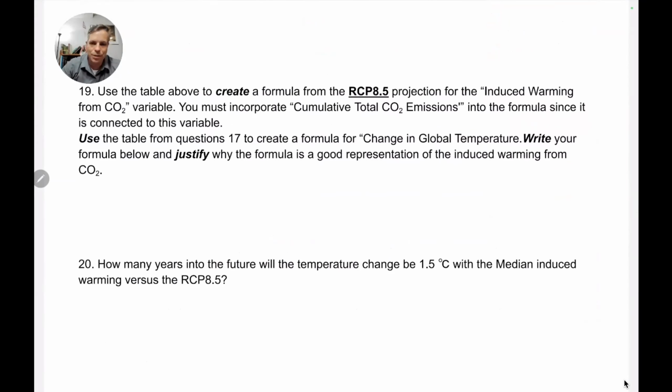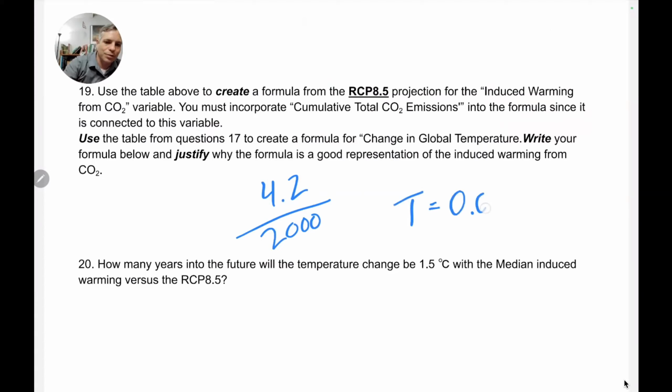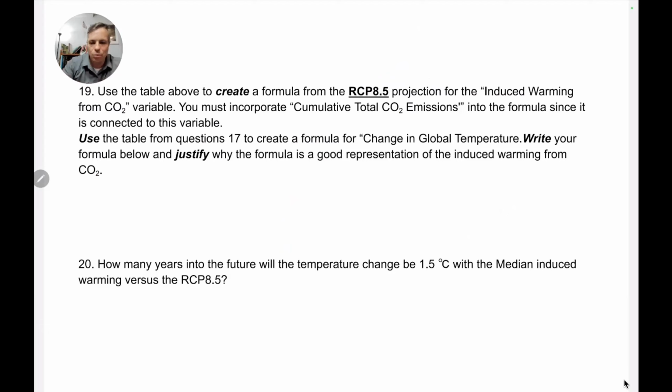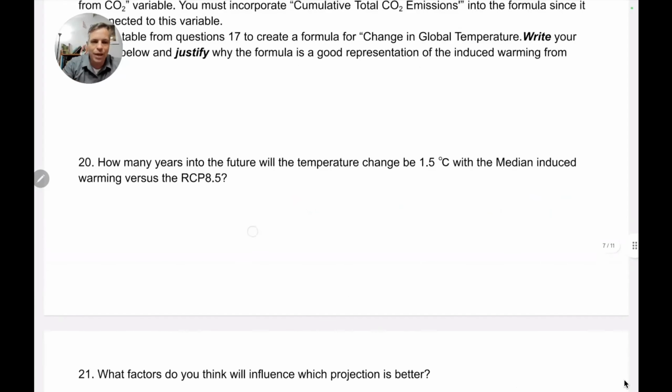And they do the same thing for the RCP 8.5, which that equation is going to be something around, I think, 4.2 divided by 2000, which ends up being temperature equals 0.002 something times your gigatons of carbon. So the slope is steeper, right? And that makes sense. The RCP 8.5 was steeper than the median. And as we talk about, this is the climate sensitivity. This is what models are really trying to figure out as we look into the future. It makes a big difference. I have a bunch of questions that deal with our future and how that will affect it.